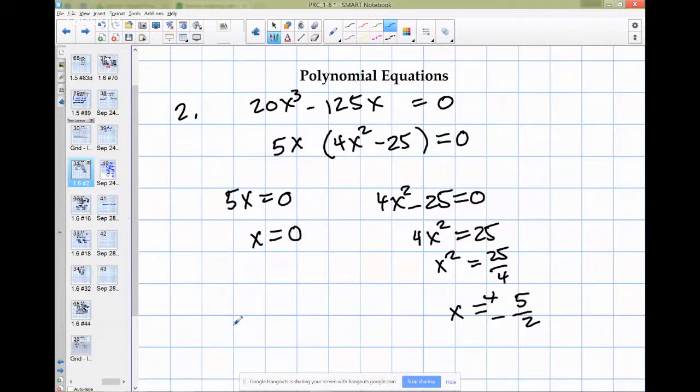By the way, how many solutions do we have here? 3. Does that make sense? Yeah, I think so, with the highest one being x to the 3rd. That's right. If it's a 3rd degree equation, remember that you could have as many as 3 solutions, and we do. Okay, let's go to another one.